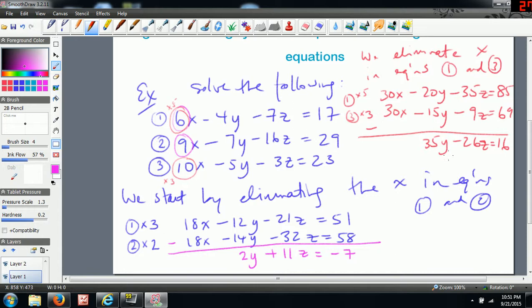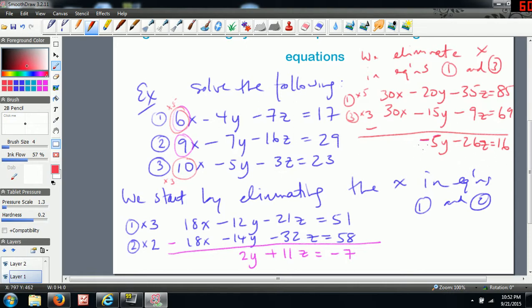Sorry, I think I did something wrong here. That should be a 5y. Okay, 5y minus 26z. So over here, that's negative 20 plus 15, that should be negative 5, not 35. So negative 5y minus 26z equals 16.